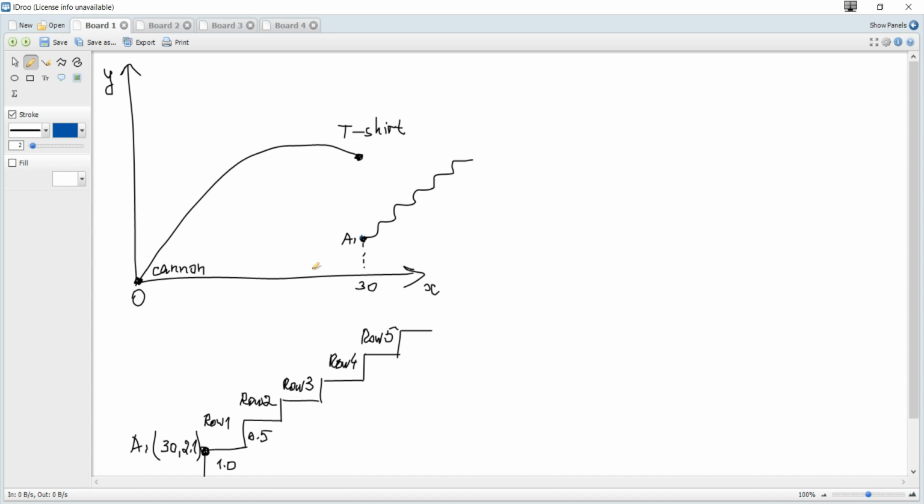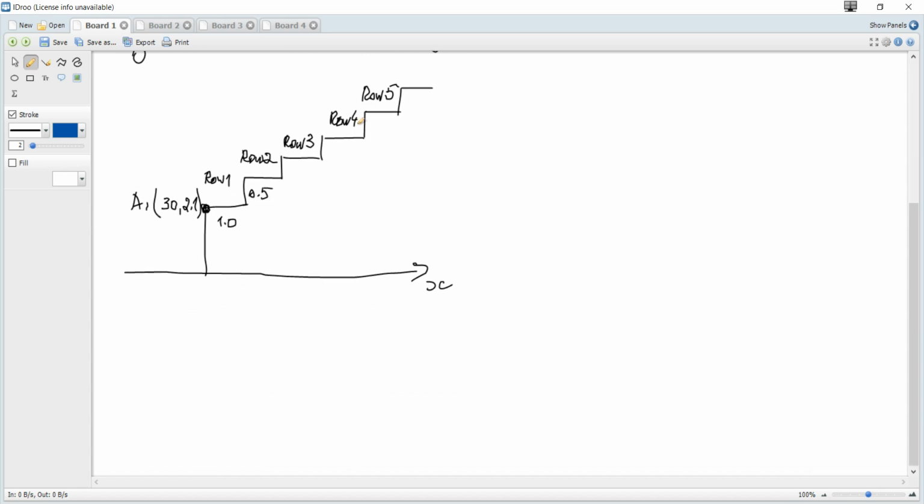Seat A1 is the nearest seat to the T-shot cannon. The coordinates of the front of the foot space for seat A1 are (30, 2.1). Each seat behind seat A1 is 1 meter further from O horizontally and 0.5 meters higher than the seat in the row below it, as shown on the diagram. Seat A1 is in row 1. Let seat AN be the seat directly behind A1 in row N.